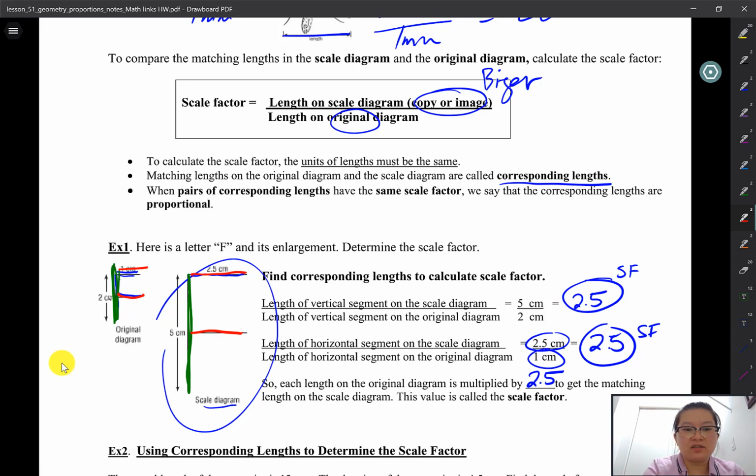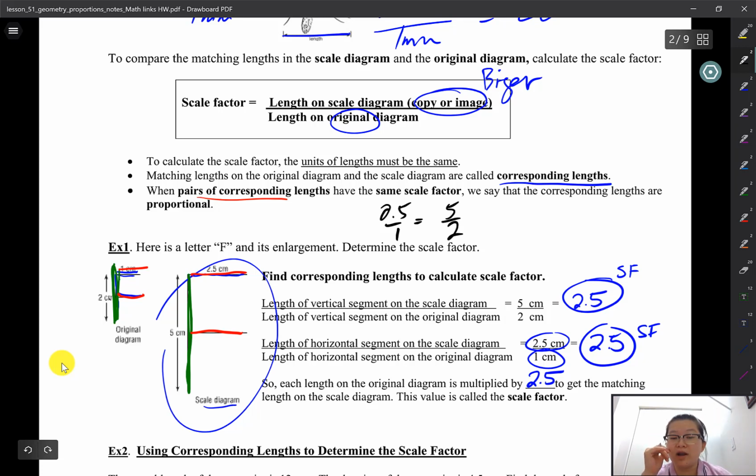So then this is what we just talked about. When the corresponding lengths all scale similarly, then we say that the corresponding lengths are proportional. So 2 to 5 is proportional to 1 to 2.5. If I had to represent this mathematically, it would look like this: 2.5 over 1 is exactly the same as 5 over 2. They are proportional to one another. It's a proportional scaling for all dimensions of my F, from the original to the copy.